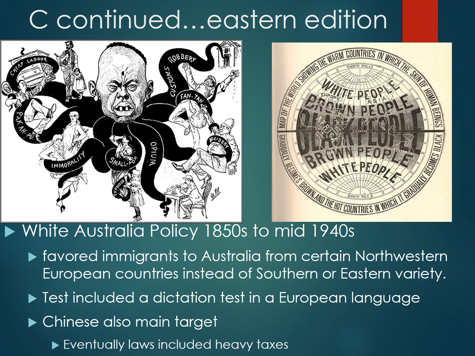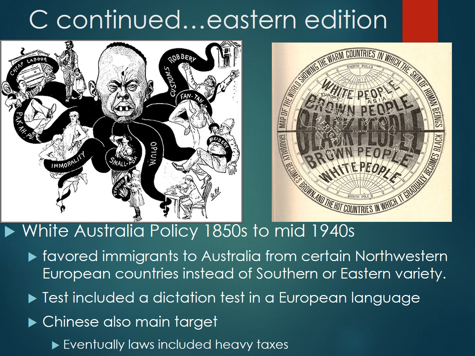One of the last slides here, if not the last slide, you've got the Eastern edition of this. It is not happening only in the West. The great example of Eastern use of this is Australia. From the 1850s to the mid-1940s, you have the White Australia policy, which favored immigrants from certain areas of Europe and not other areas. More particularly, a northwestern European group is well liked and received by Australia, and southern and eastern varieties of Europeans are excluded.